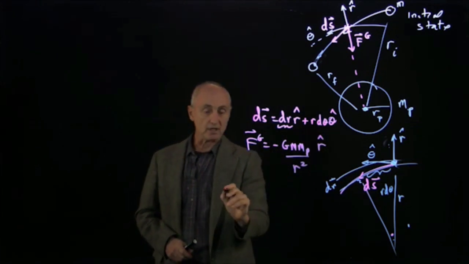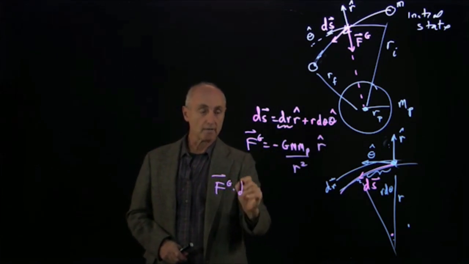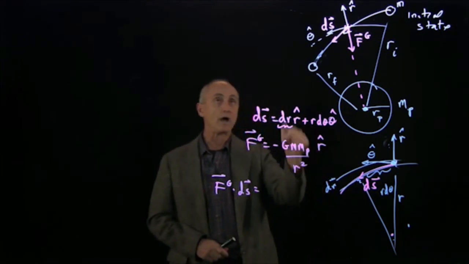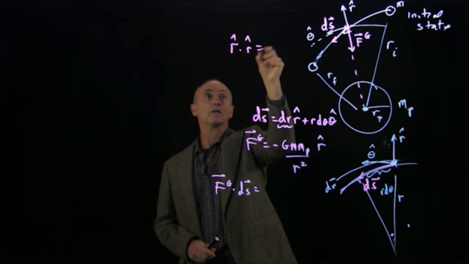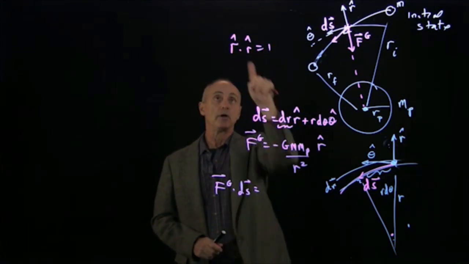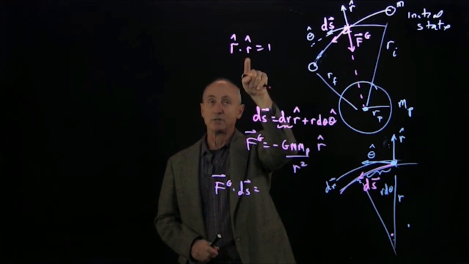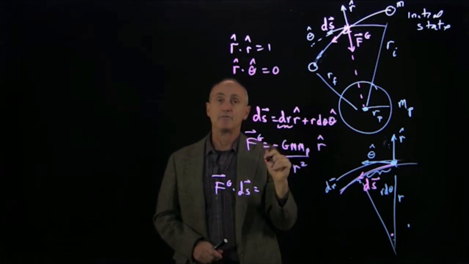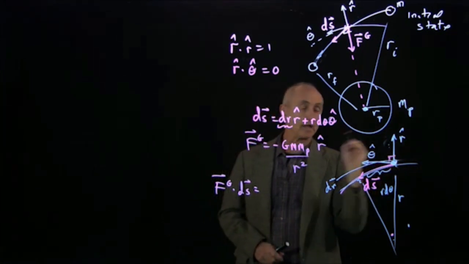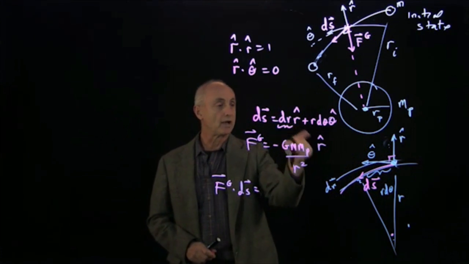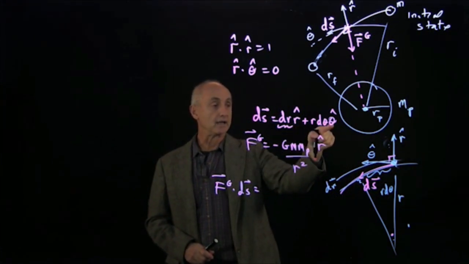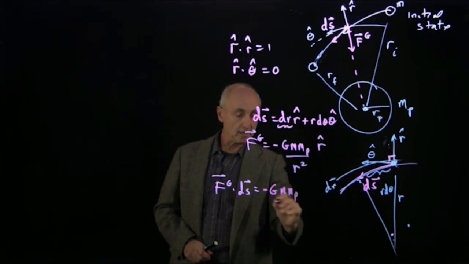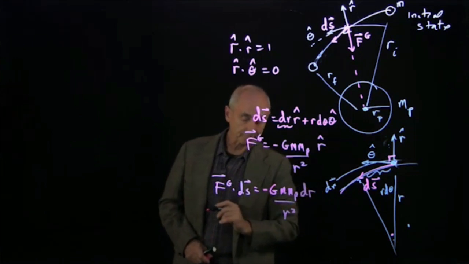So now what we see is that when we take the dot product of these two vectors, r hat dot r hat is 1 in polar coordinates. Why is that the case? r hat dot r hat is 1 because these vectors are in the same direction. The angle between them is 0. And remember that any two vectors that are perpendicular have dot product 0. r hat and theta hat are perpendicular. And so r hat dot r hat is 1. r hat dot theta hat is 0. So we only get minus G m M_p over r squared dr.